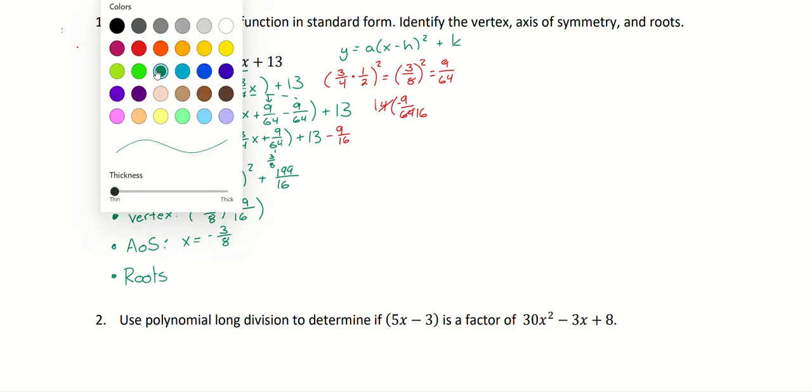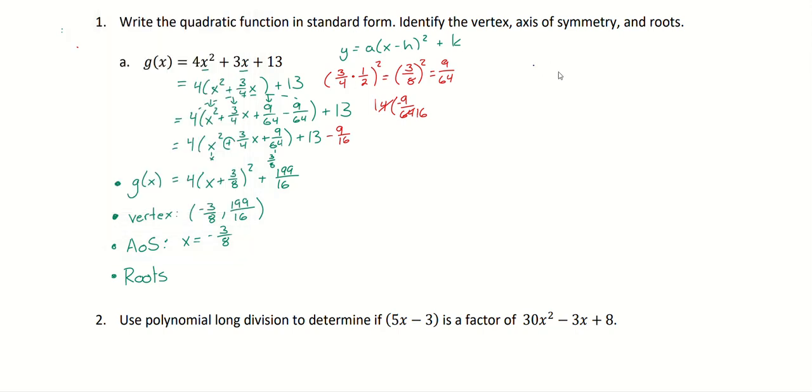So I'm going to do scratch work in a different color here just so we can split them up pretty nicely, hopefully nicely as we're going through it. So let's take a look. I need to find the roots of 4x squared plus 3x plus 13. This is my original version, and we're going to set it equal to 0.